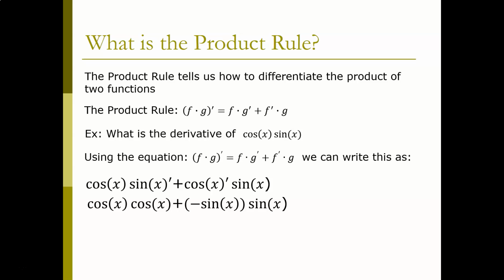Now that we've done all that, we can combine our like terms. Cosine x times cosine x is obviously cosine squared x. Negative sine x times sine x would be sine squared x with a negative in front. And that's how we apply the product rule.